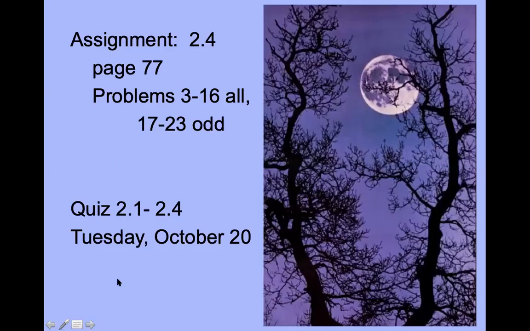Okay, your assignment this time is 2.4. It's in your book again. On page 77, you need to do problems 3 to 16 all and 17 to 23 odd. Again, the link to the textbook pages that you need is on today's agenda. So find the calendar on Schoology, look for today's date, and you will see the link to the textbook.